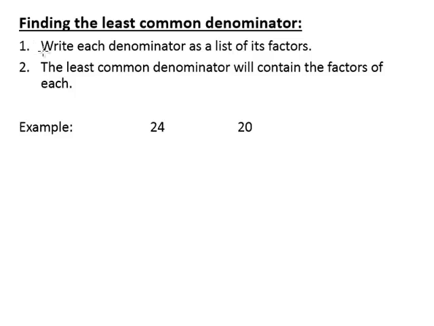So we want to find the least common denominator. So let's look at an example just with numbers here. If we have 24, we basically can come up with a factor tree of what multiplies together to get 24.